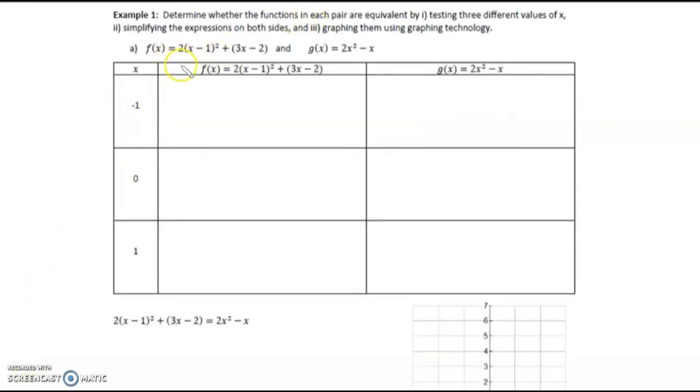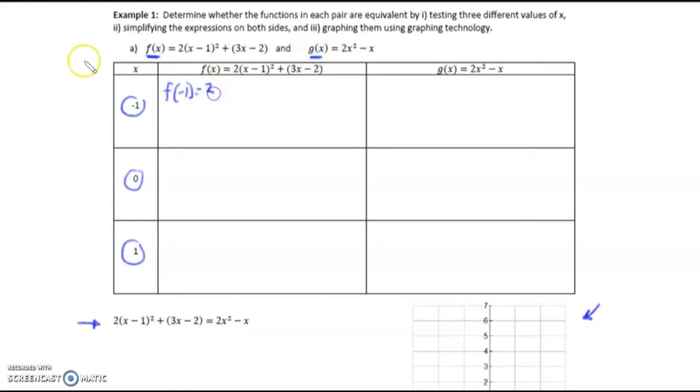Okay, so example one, determine whether the functions in each pair are equivalent by first testing three different values of x. So we're going to test -1, 0, and 1. Then we're going to simplify the expressions on both sides, and then we're going to graph them. So we're going to do all three. Okay, so remember function notation. We're going to sub in f at -1, and our f function is here, our g function is here.